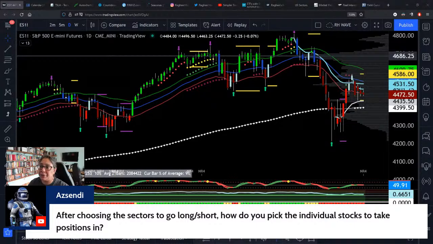All right, after choosing the sectors to go long, short, how do I pick the individual stocks to take positions in? Just as I mentioned to Ian there, I'm looking at outperformance. Does the stock sync up with the trend on the sector? And then I'll start to look at what has already gone through earnings, what has already gone through ex-dividend date. I want to make sure we're at least 2 weeks or more before earnings, right? So then it becomes a little bit more of a timing situation, but really structure always first. And if I can have a bearish stock in a bearish structured sector, that's that synchronicity that I'm looking for.